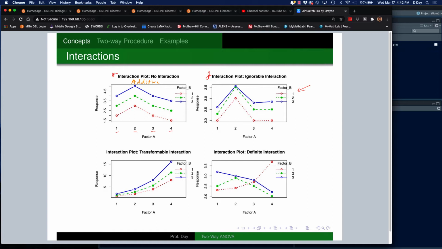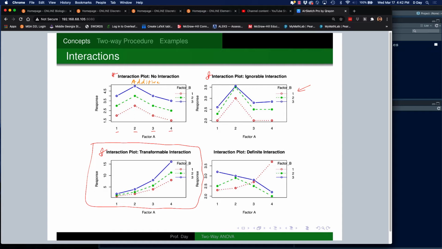What we call transformable interaction is this third one down here. Notice that these lines are all curved very similarly. That means the changes in the means between each of these 3 groups for factor B across factor A are changing in a similar way. And so there may be an interaction here, and there probably will be one. But if we did a transformation on the response values, we may be able to make them look more linear. We will not really work with this terminology in this course. This is beyond the scope of the class. It's more of an advanced thing.